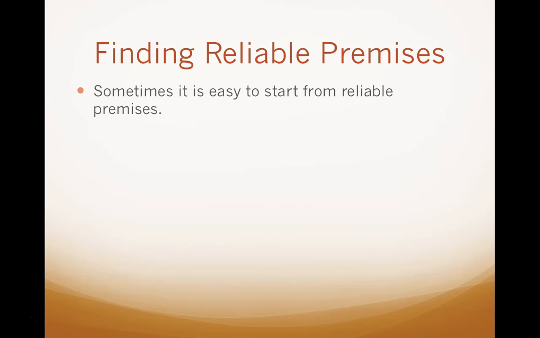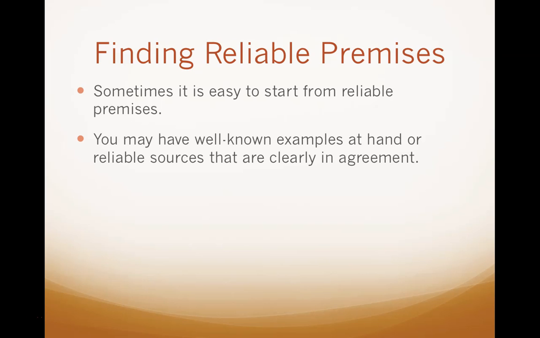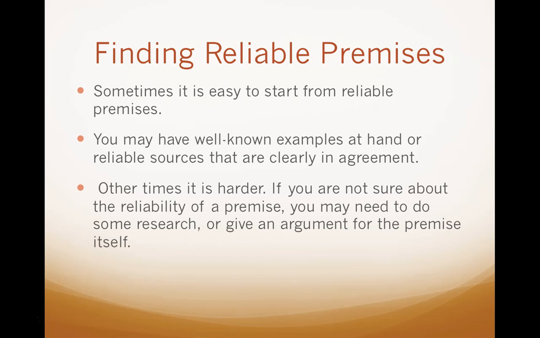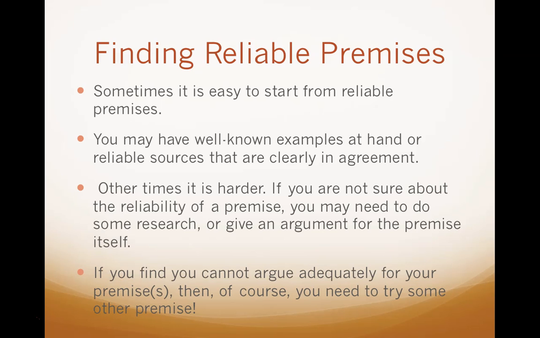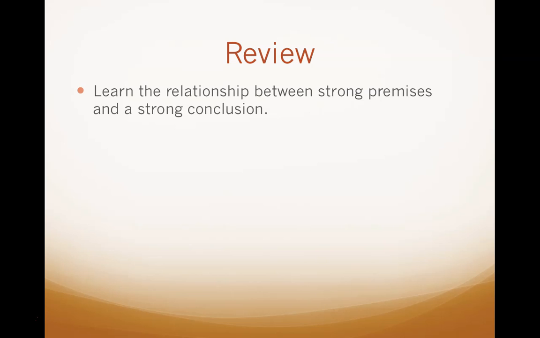Sometimes it's easy to start from reliable premises. You may have well-known examples at hand that you can use, or reliable sources that are clearly in agreement with your argument. However, other times it's a lot harder. If you're not sure about the reliability of a premise, you may need to do some research or give an argument for the premise itself. If you find that you can't adequately argue for your premises, then of course you need to try to find another premise.